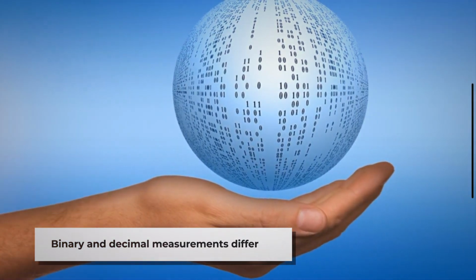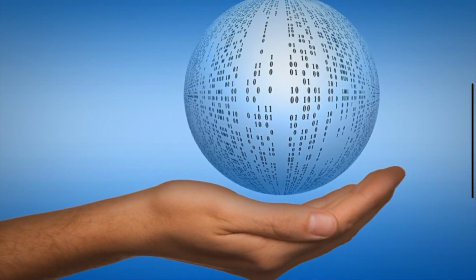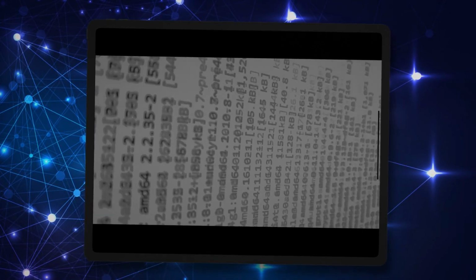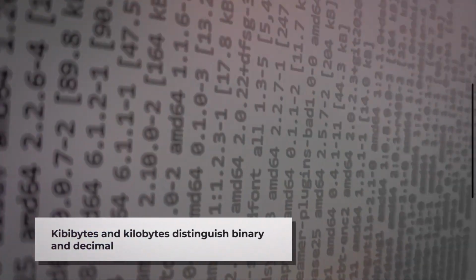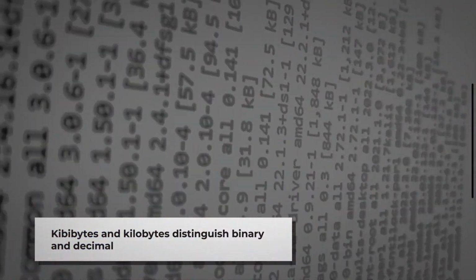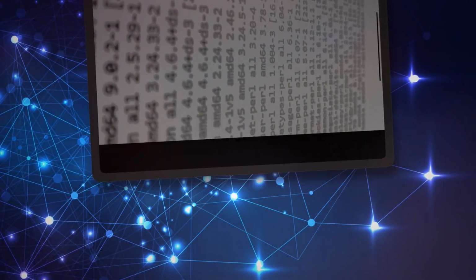The computing industry also uses decimal-based measurements, where a kilobyte equals exactly 1000 bytes. This discrepancy between binary and decimal measurements has led to the creation of distinct terms: kibibyte for 1024 bytes and kilobyte for 1000 bytes, though common usage often blurs this distinction.